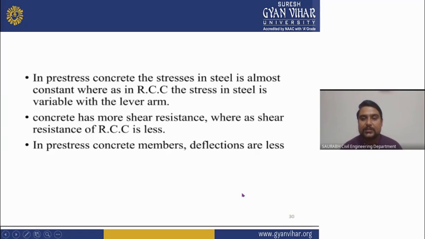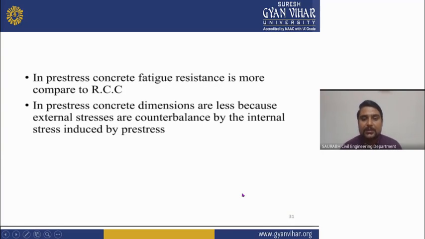In prestressed concrete, the stress in steel is almost constant, whereas in RCC, the stress in steel is variable with the lever arm. Prestressed concrete has more shear resistance, whereas shear resistance of RCC is less. In prestressing, concrete member deflections are less. In prestressed concrete, fatigue resistance is more compared to RCC. In prestressed concrete, dimensions are less because external stresses are counterbalanced by the stresses induced by the prestress.